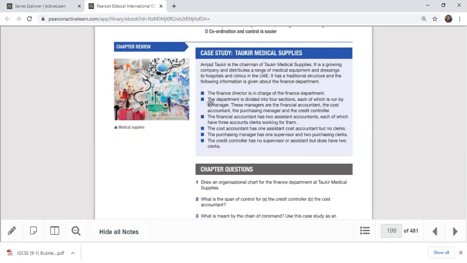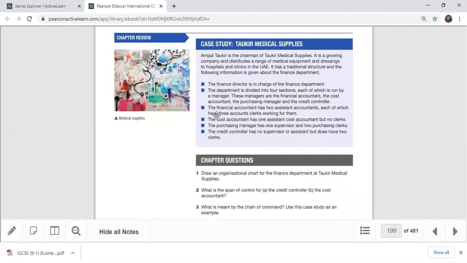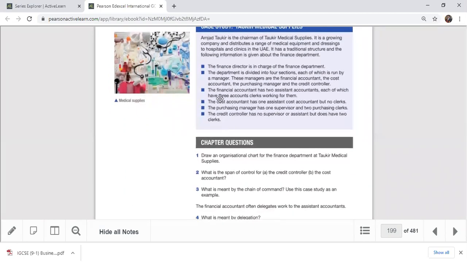The finance director is in charge of the finance department. The department is divided into four sections, each of which is run by a manager. So there are four sections and four managers. These managers are the financial accountant, the cost accountant, the purchasing manager, and the credit controller.